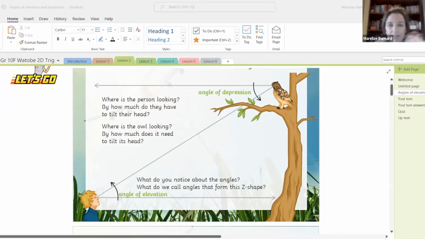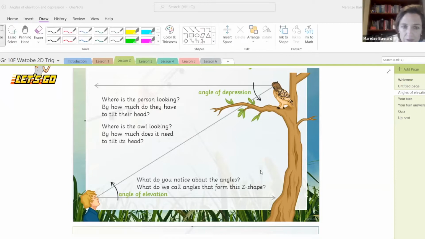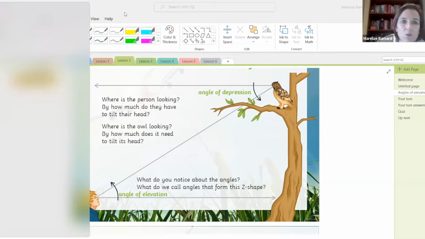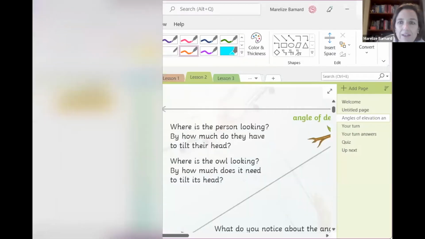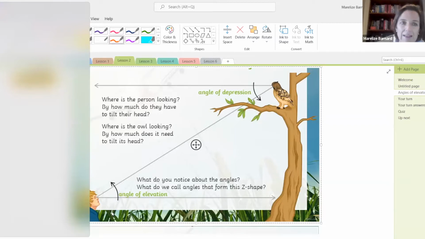Okay, so here we have a picture. We've got this little boy looking up at this owl. Now, from the boy looking up to the owl, we can draw this horizontal line. And from the boy in this line of sight, so from the boy going to the owl, we can draw another line. And between those two lines, we see that an angle forms. And that angle is called the angle of elevation. Elevation because the boy is looking up at the owl.